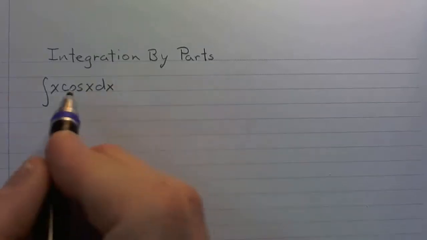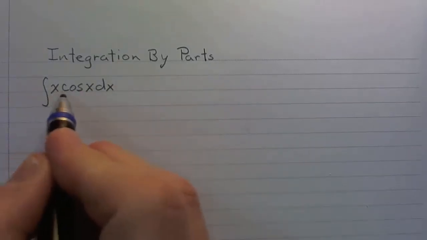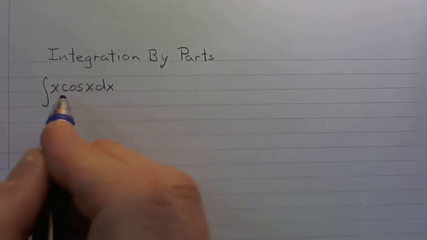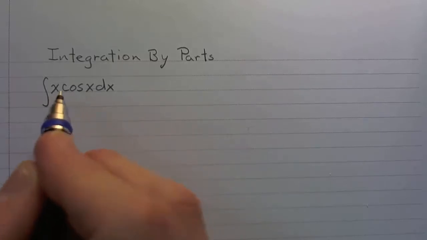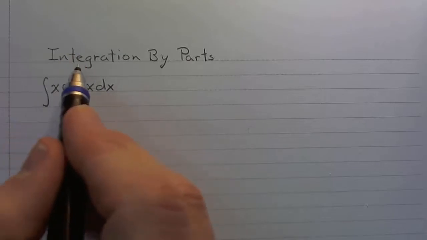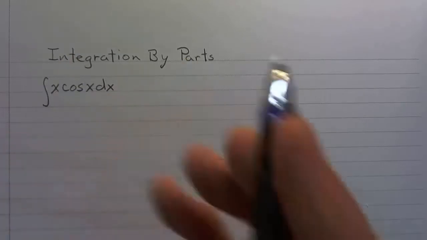Okay, feast your eyes on this integral. We have x cosine x. And you'll notice pretty quickly that our usual substitution method is not going to work on this one. What we need is a different method, and that method is called integration by parts. Now, let me show you how it works.